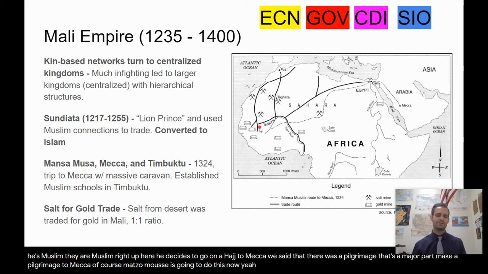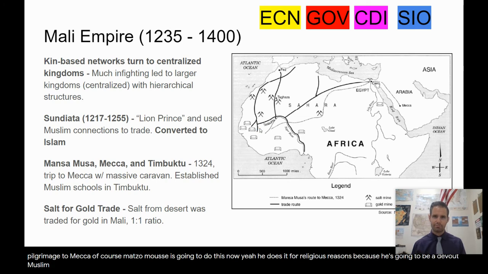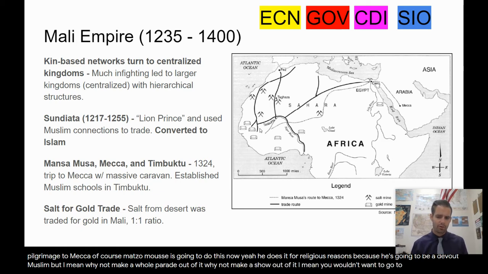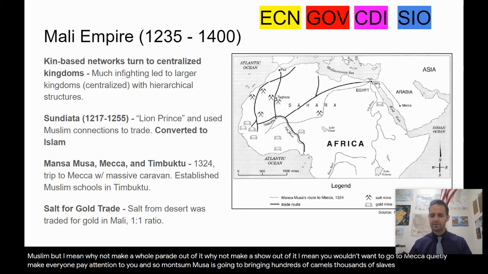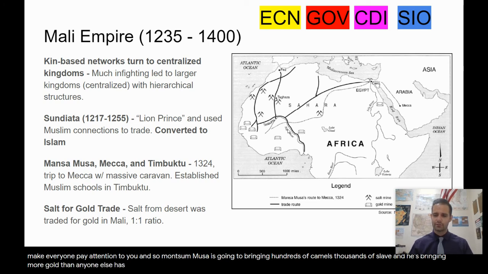Now, yeah, he does it for religious reasons because he's a devout Muslim, but why not make a whole parade out of it? Why not make a show out of it? You wouldn't want to go to Mecca quietly, make everyone pay attention to you. And so Mansa Musa is going to bring this huge caravan with him. He's bringing hundreds of camels, thousands of slaves, and he's bringing more gold than anyone else has ever seen.